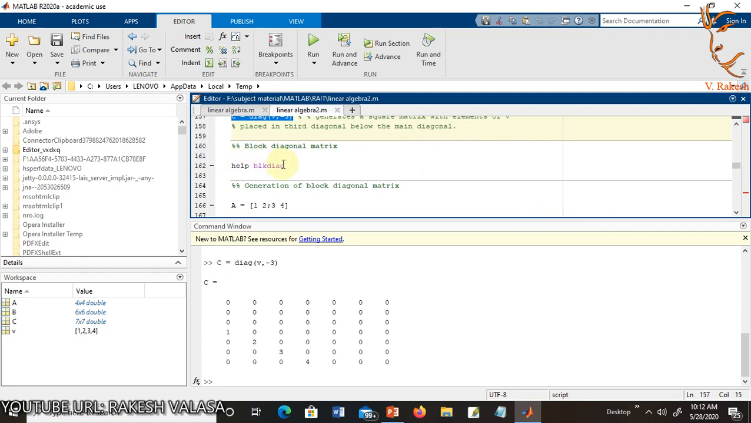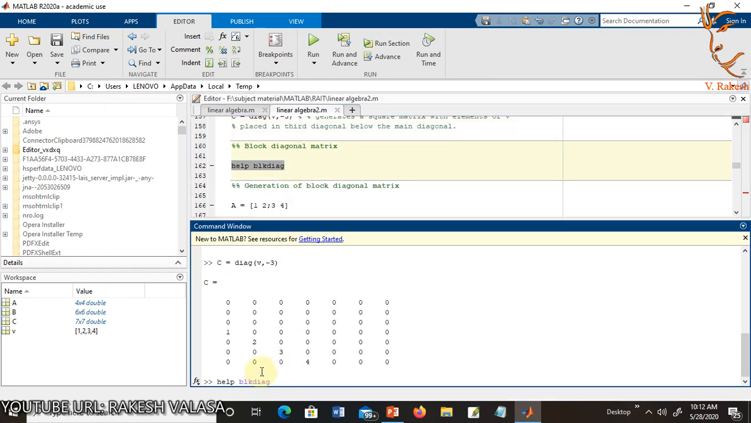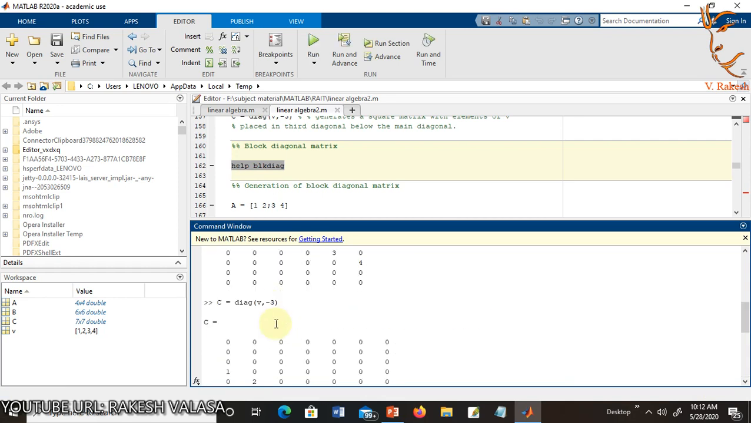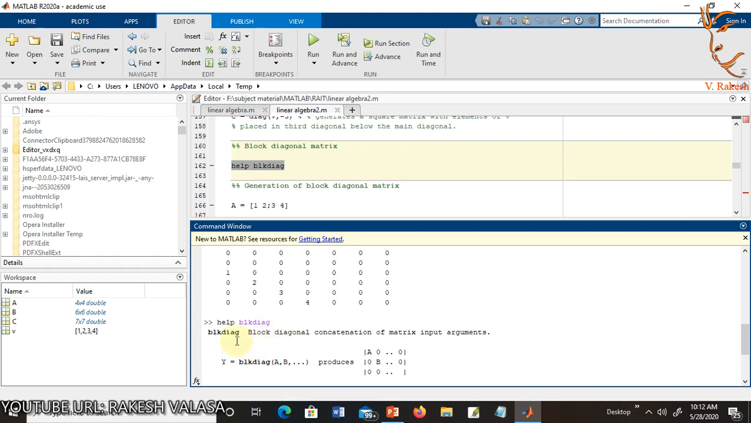Next one is block diagonal matrix. Help blkdiag. See this help: blkdiag, block diagonal concatenation of matrix input arguments. That means it produces A 0 0, 0 B 0, 0 0 C, and so on.